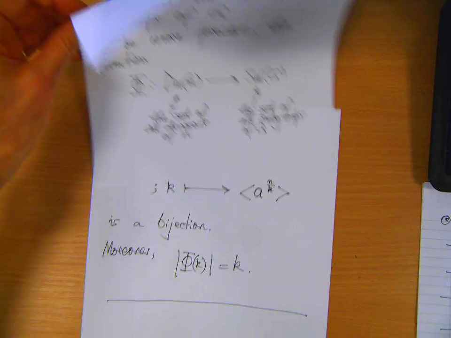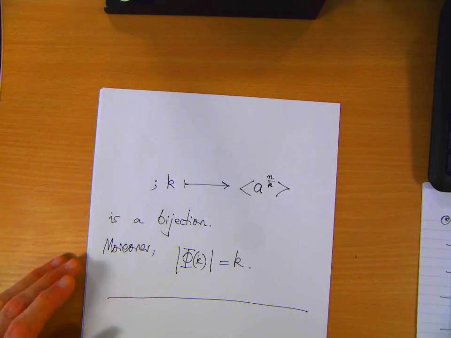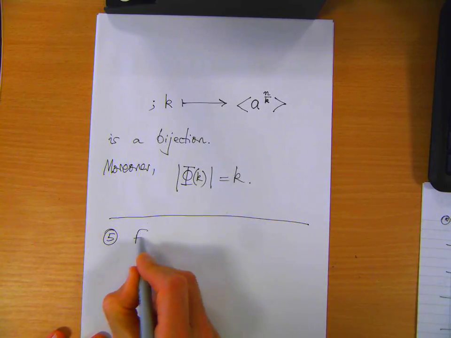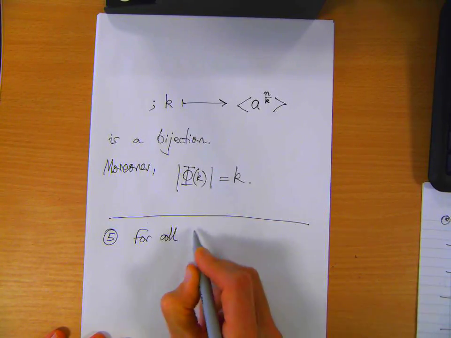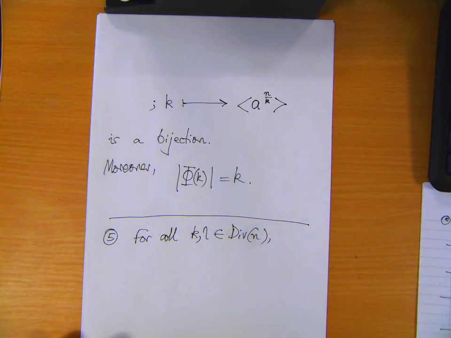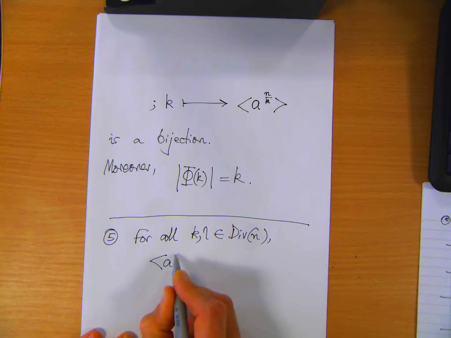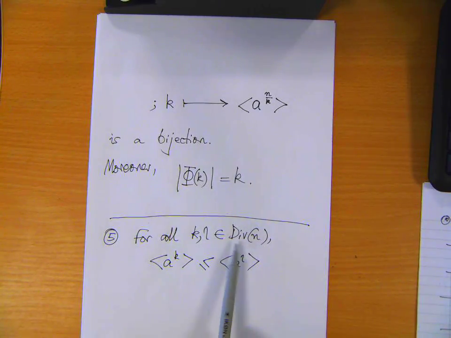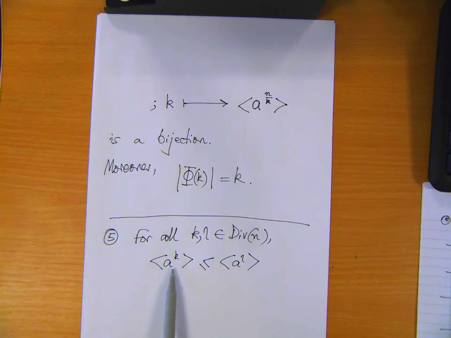And just before I do an example, I just want to mention one other thing, which I guess is number 5. Given that we now know what subgroups of G are, I'm just going to mention one other thing which is useful. How do the subgroups fit together? So suppose I've got two divisors, K and L, then we can look at the subgroup generated by A to the K and the subgroup generated by A to the L.